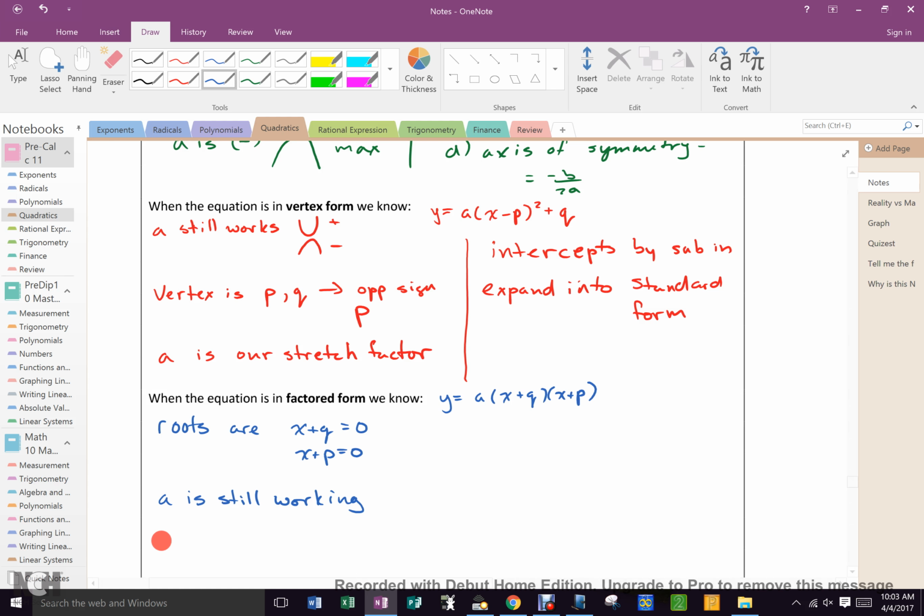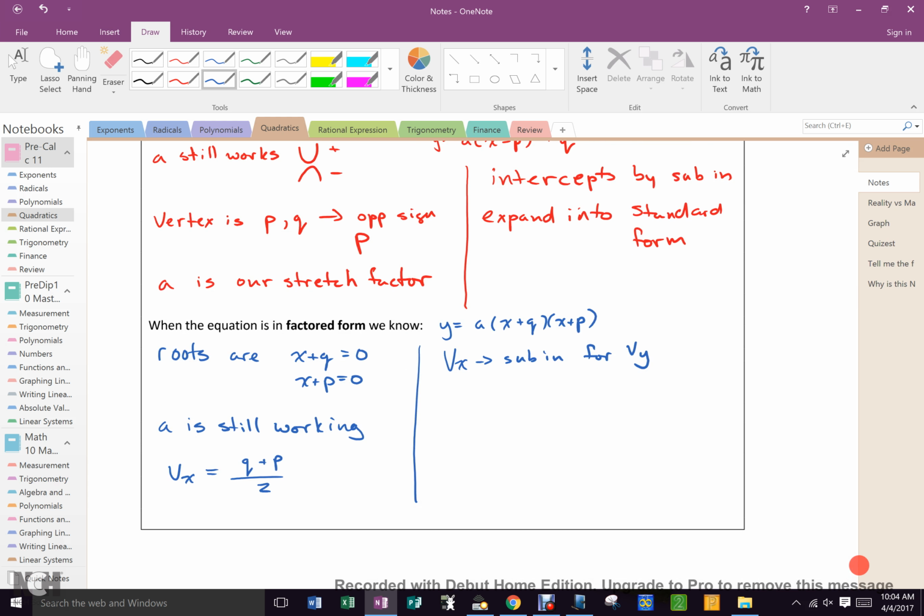What? You got to do some work. It gives me the vertex X. How? Q plus P divided by 2. And then what math can I do? Once I have the Vx, I can sub in for Vy. Right? Okay. Is everybody good with that sheet?